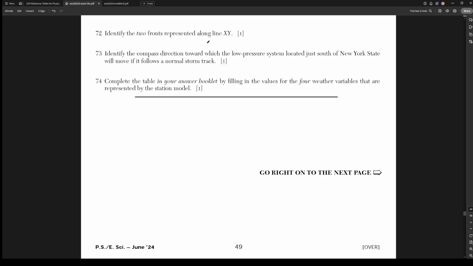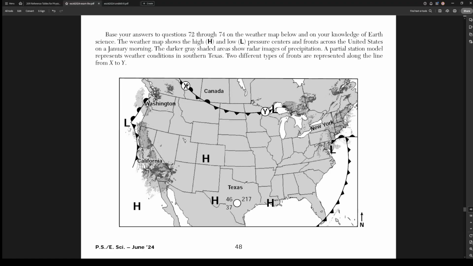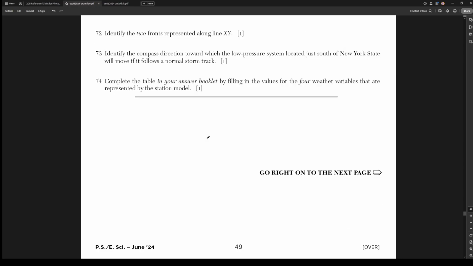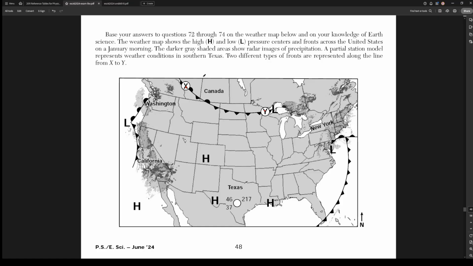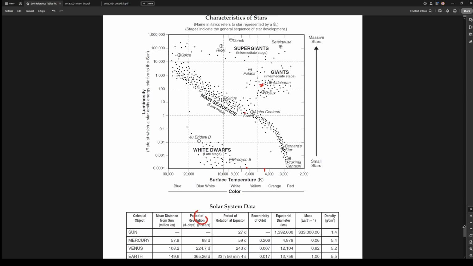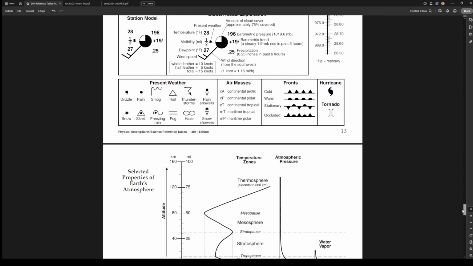Identify the 2 fronts represented along line XY. Why does it say 2? Did I just read that wrong? 2 fronts represented along XY. Oh, there are 2. So we got these opposite ones, and this is just one. If you don't know your fronts, you could go here, and they're right here. So opposite side's stationary and the other one's cold.